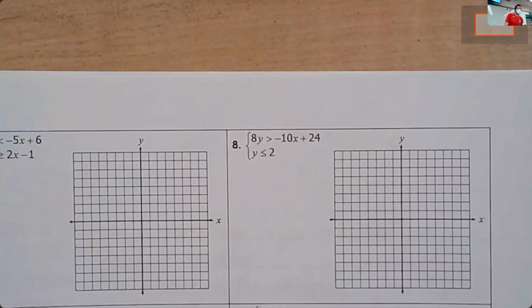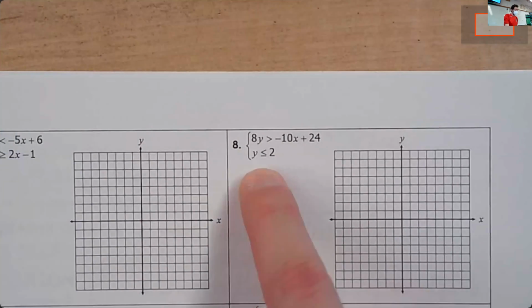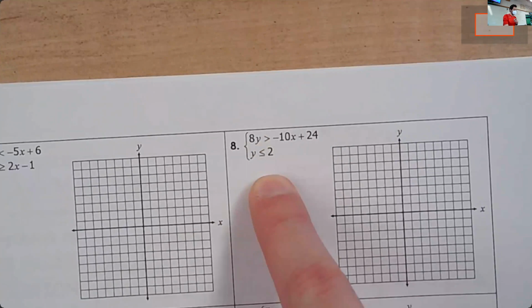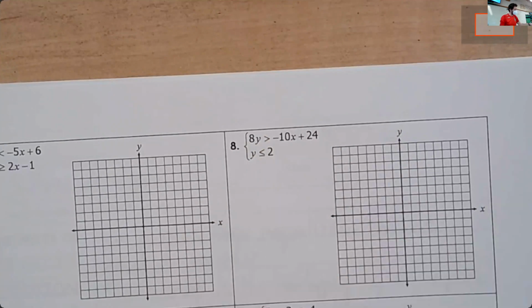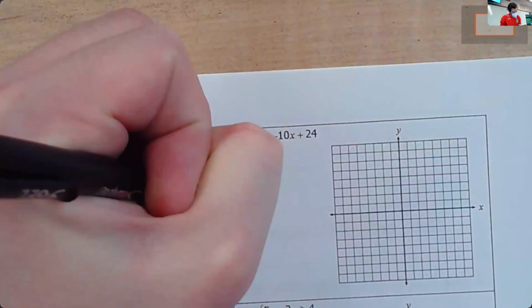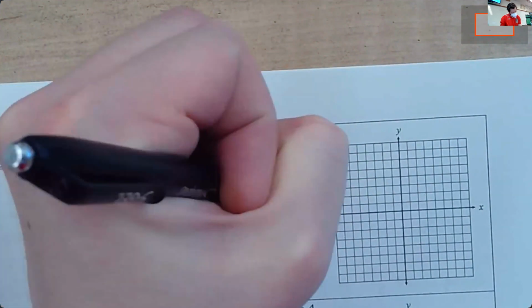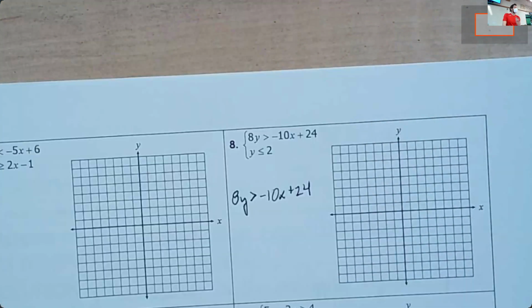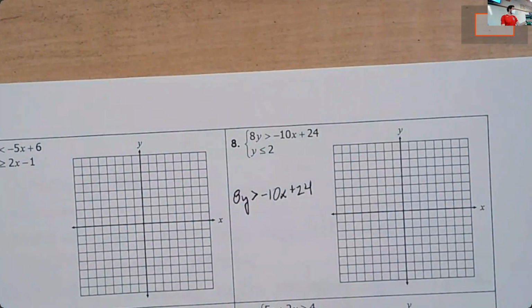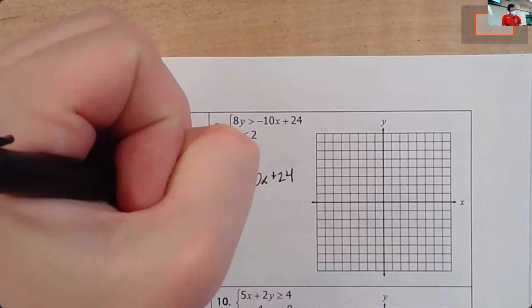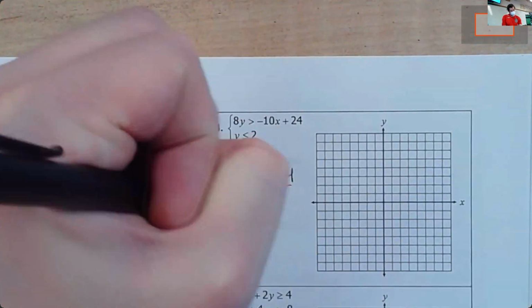The first equation, we need to make an adjustment. The second equation is good to go. It's a y is less than or equal to, which means that's a horizontal line for that y is just a number. However, for that first inequality, we do need to make an adjustment. So this says 8y is greater than negative 10x plus 24. Now the x and the y are already on opposite sides of the inequality, which is a good thing, but the y value still has a number next to it. So we have to divide everything by 8 in order to get y by itself. So we divide by 8 all the way across.